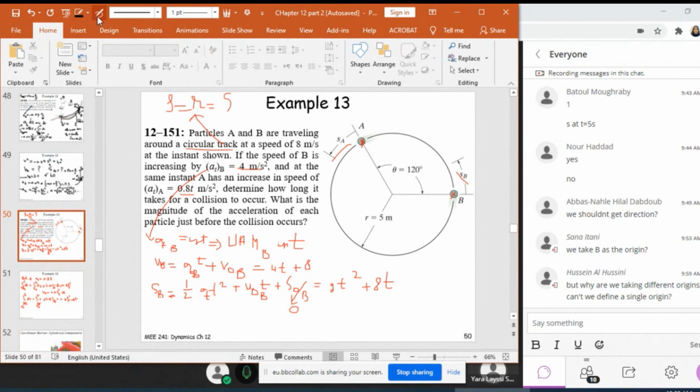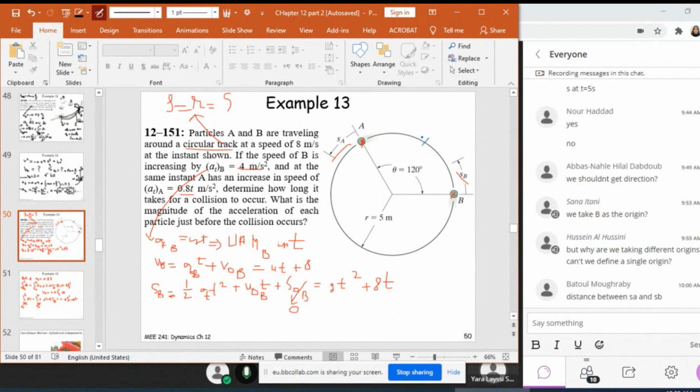So what I'm going to do, guys, what do you think? What should I do? I'm going to assume that the collision occurs here. If the collision occurs here, what does this mean? This means, guys, that A is much faster than B. This is SA and this is SB, and they collide here. So if the collision occurs here, let's say A is very fast and B is very slow, and then they collide here. A strikes B here.